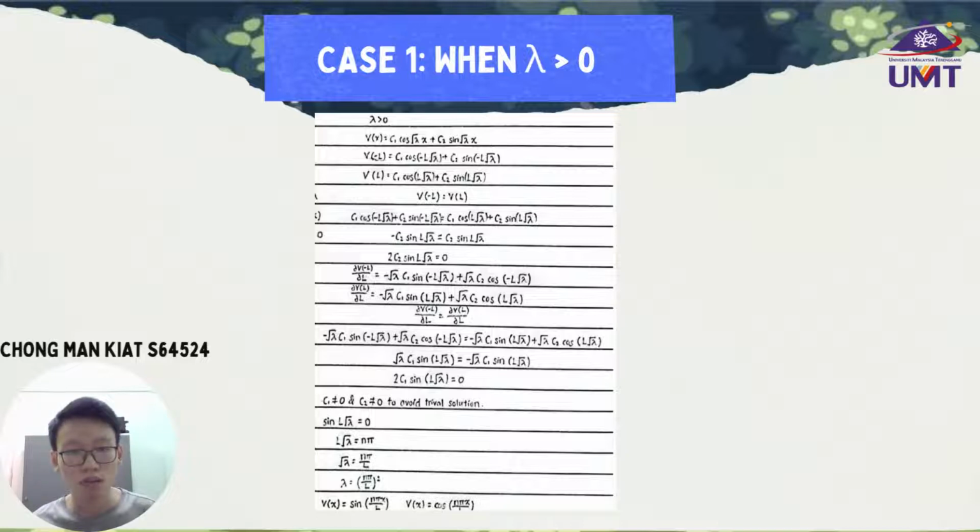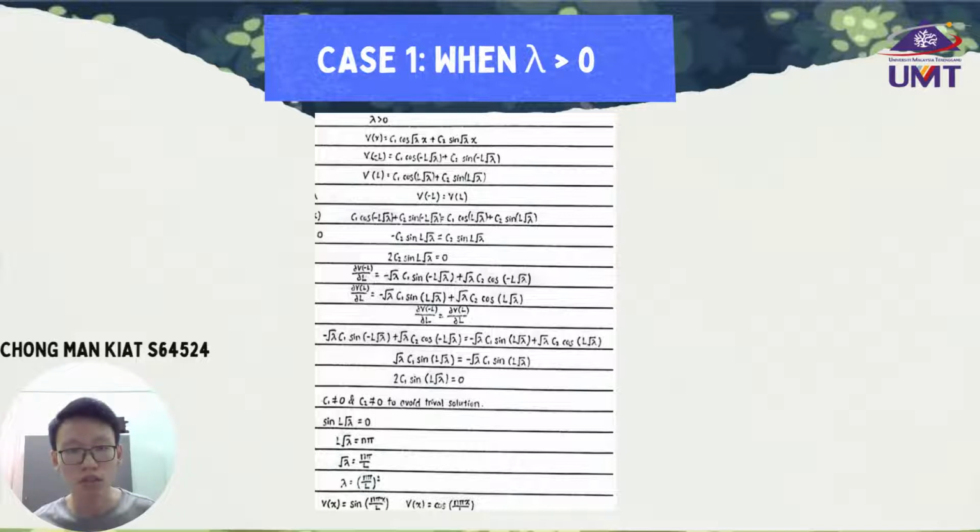Okay, now we have two sets of possible product solutions that will satisfy the partial differential equation and the boundary conditions. They are u n(x,t) equal to a n cos n pi x over L e to the power of negative k (n pi over L) squared t, where n equal to 0, 1, 2, 3, and so on.